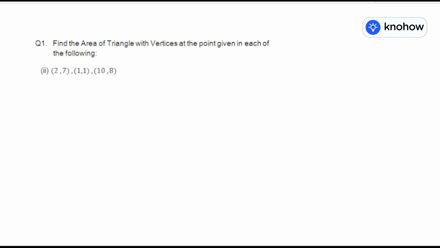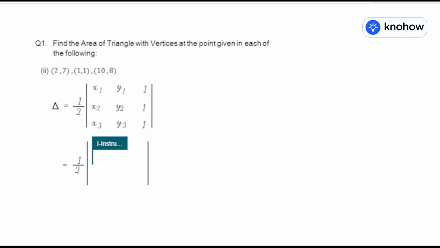The coordinates are (2, 7), (1, 1) and (10, 8). You already know the formula. You have written in the previous part that it is half the value of determinant x1, y1, 1, x2, y2, 1, x3, y3, 1. So substitute the coordinates, you get half the determinant. What are the coordinates of first point? 2, 7. So the elements of the first row will be 2, 7, 1. That of the second row are 1, 1, 1. In the third row are 10, 8, 1.